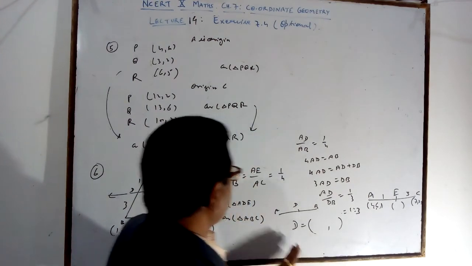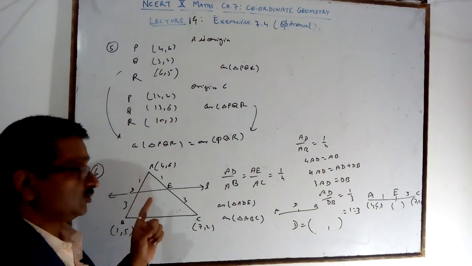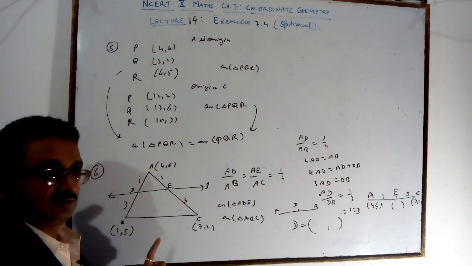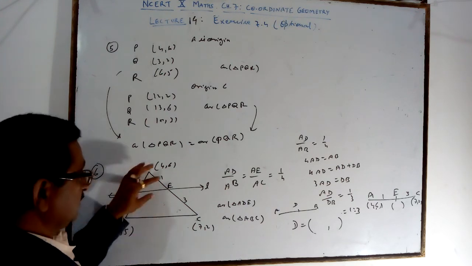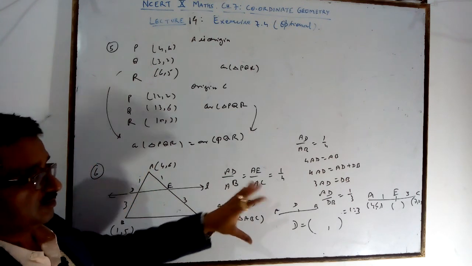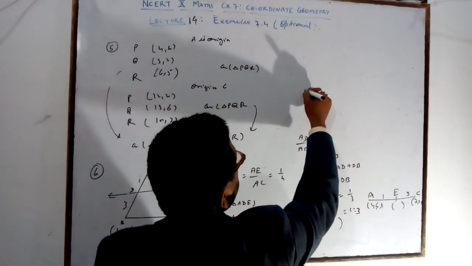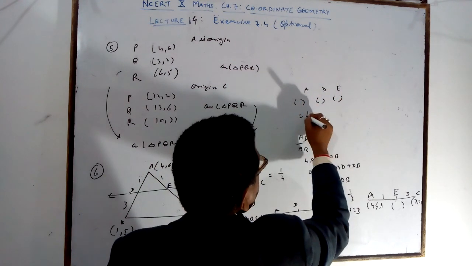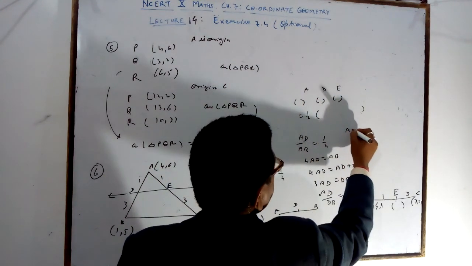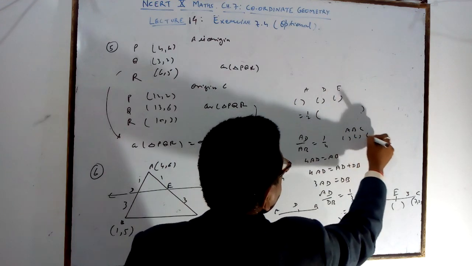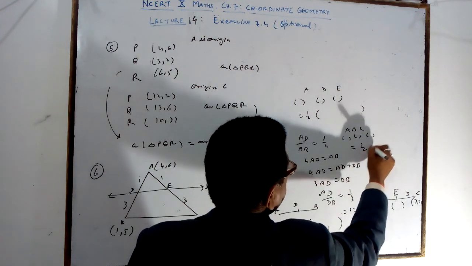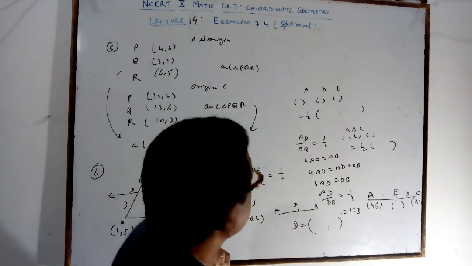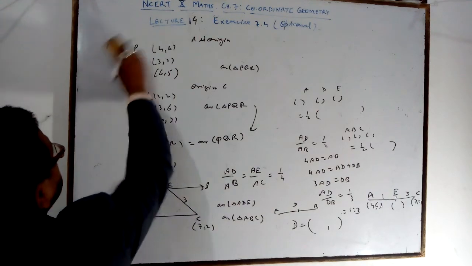By the area formula you can calculate 1 by 2 [x1 (y2 minus y3) plus x2 (y3 minus y1) plus x3 (y1 minus y2)]. For this ADE and ABC you can calculate very simply. Put the coordinates of triangle ADE and find the area by this formula. For ABC, calculate the coordinates and then the area by half of this formula, and then compare both and see what the relation between these two is.